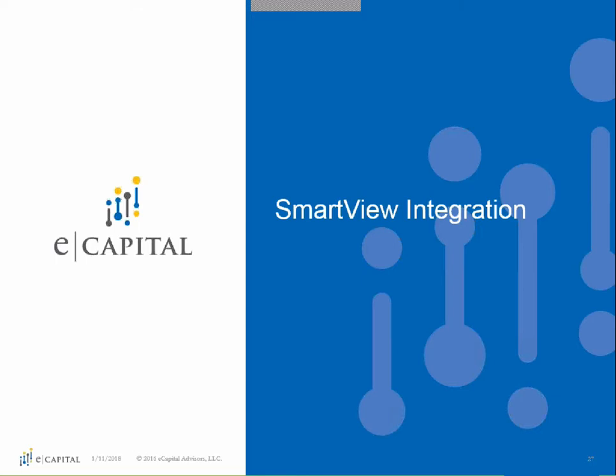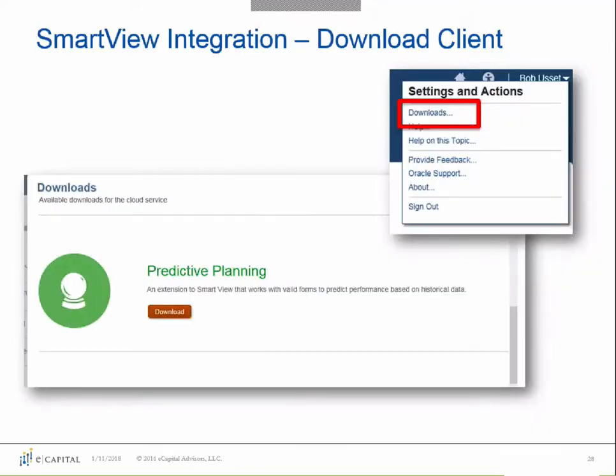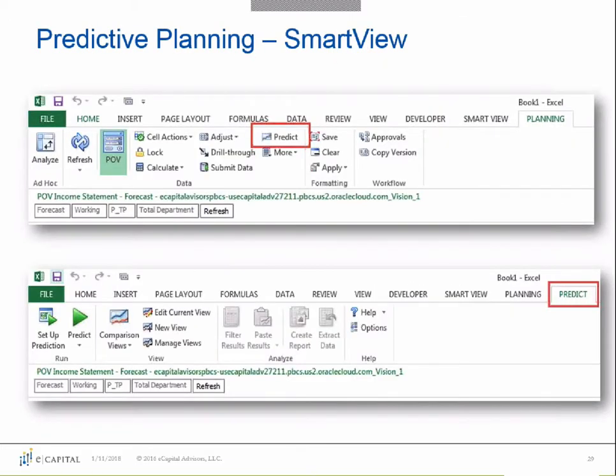Now we're going to get into the SmartView integration with predictive planning. Within PBCS, you can click on your name at the top right, and there'll be a download section, and here's where you'll be able to download the add-in for SmartView for predictive planning. And then if we go into SmartView, or open up Excel, I should say, there's going to be a Predict button under the Planning tab in the ribbon. And if we click on that, it's going to open a Predict tab in the ribbon and give you all your different options for predictive planning within SmartView here.